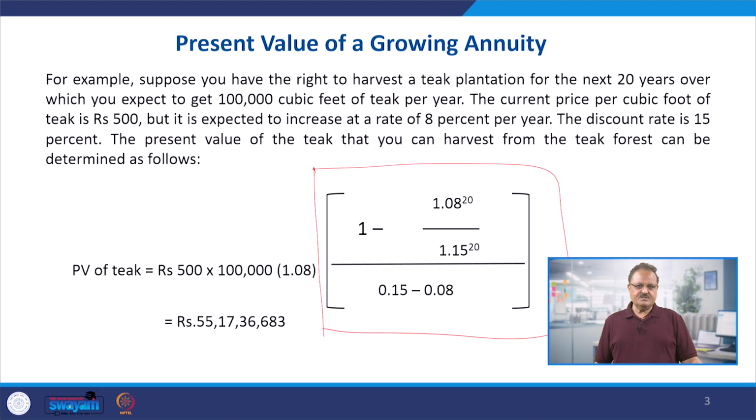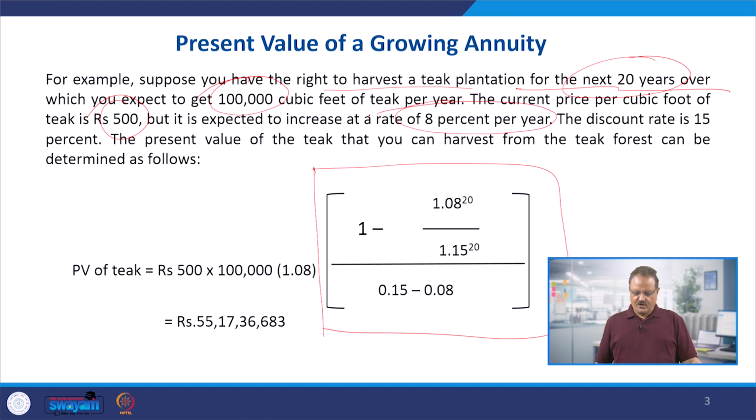For example, suppose you have the right to harvest a teak plantation for the next 20 years, over which you expect 100,000 cubic feet of teak per year. How much teak are we expecting? 100,000 cubic feet of teak per year, and the number of periods involved in this case is 20 years, right? The current price per cubic feet of teak is 500 Indian rupees, which is expected to increase at a rate of 8% per year.